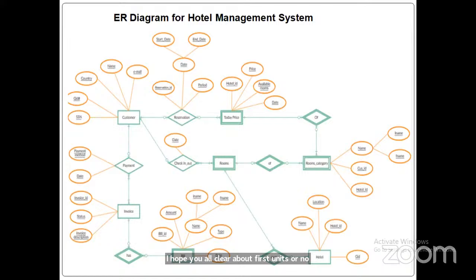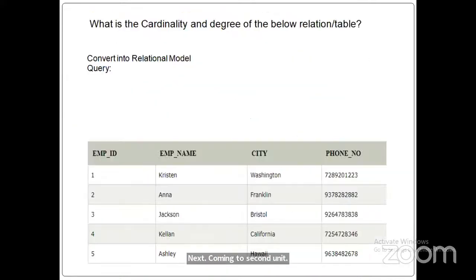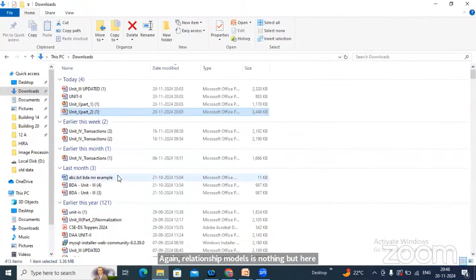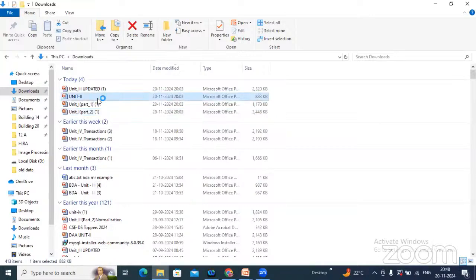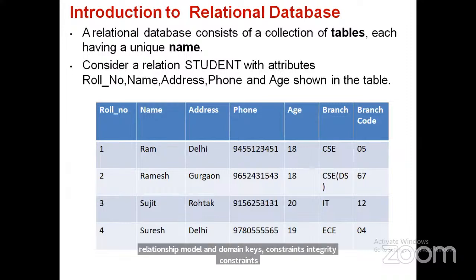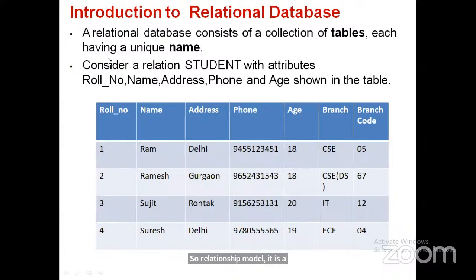Next, coming to the second unit, relational model. Let me open unit 2. Relational model and domain keys, constraints, integrity constraints. The relational model: a database consists of a collection of relations, and each should have a unique name.